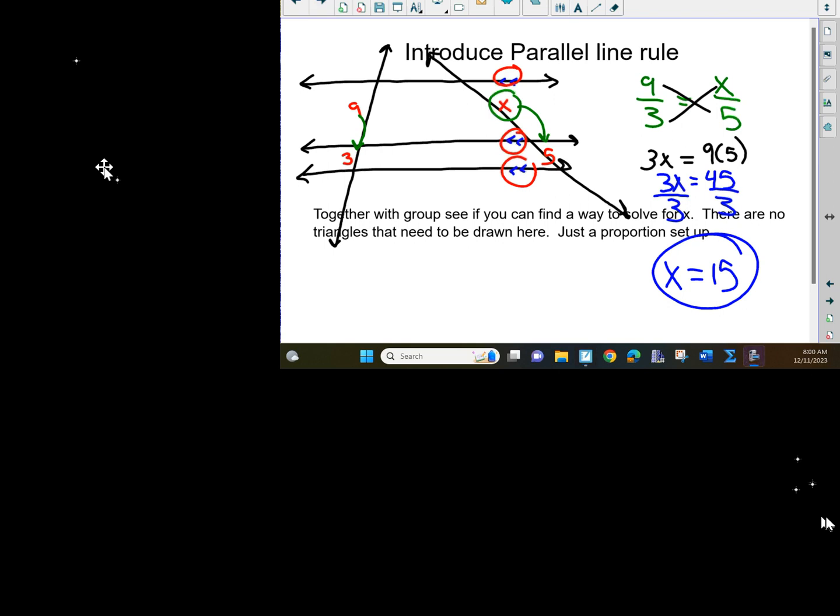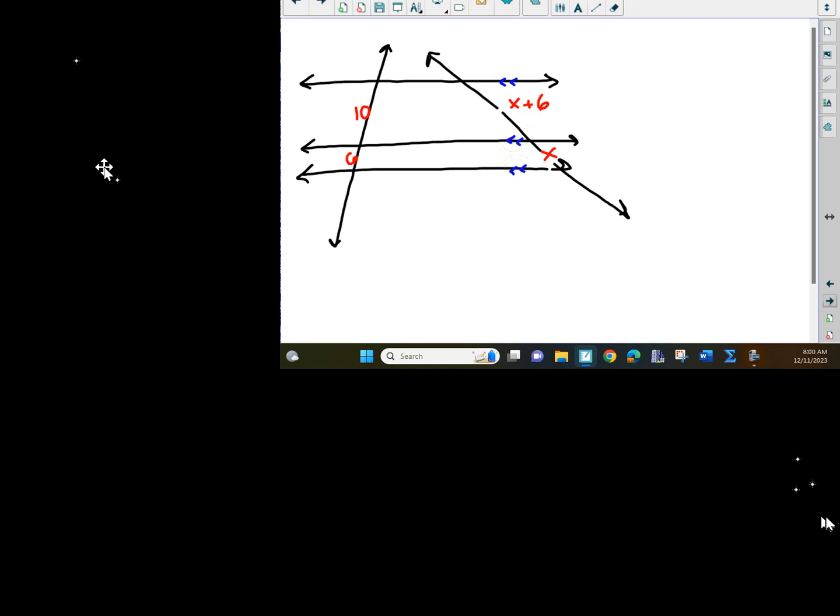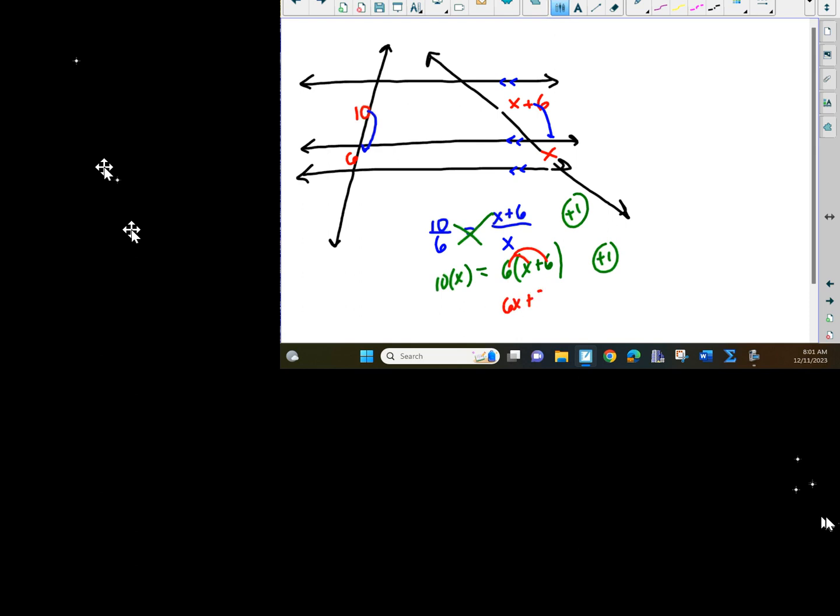Sorry for that interruption. So we got x is 15. The same thing occurs up here on this next one. I'm going to put the top one of 10 over the bottom one of 6, and the top one of x plus 6 over the bottom one of x. Cross multiply. I have 10 times x, and I have 6 times x plus 6. There's no picture point on this one. The only thing you're going to get is 1 point for setting up the proportion, 1 point for doing the cross product, and 1 point for showing your work, 6x plus 36.